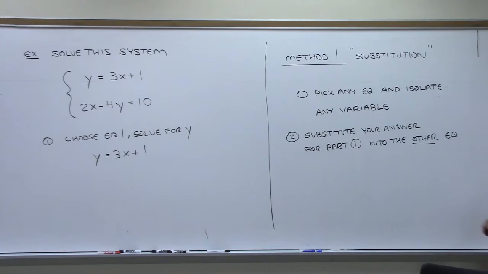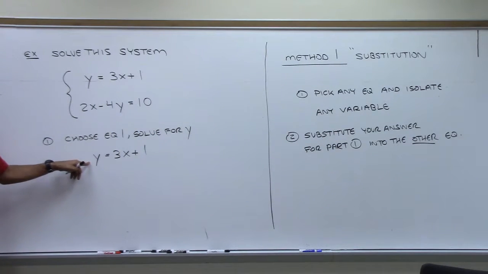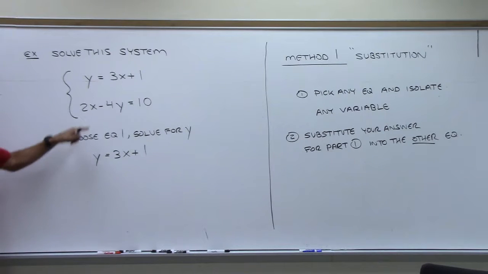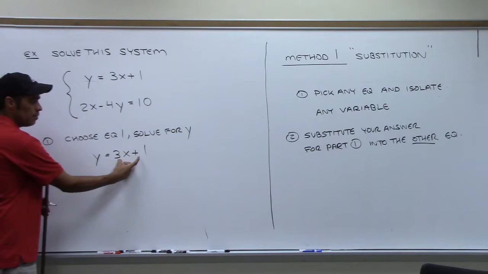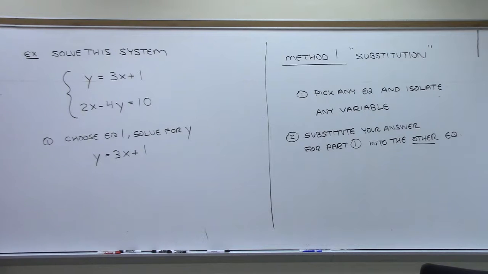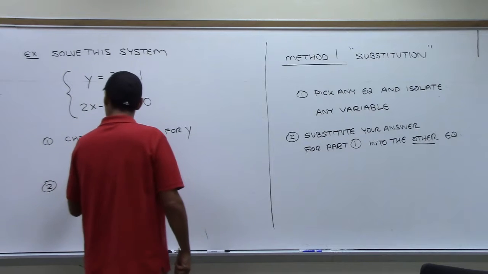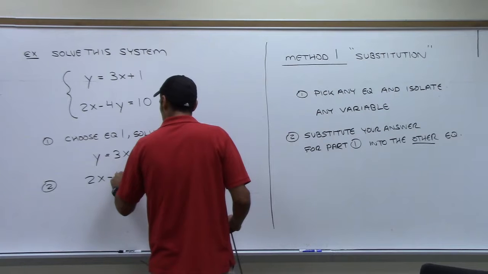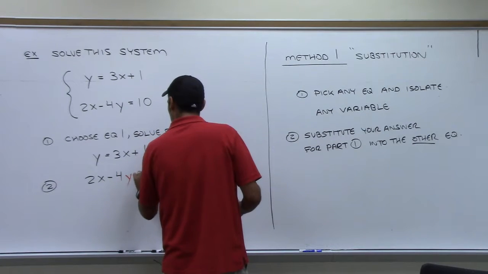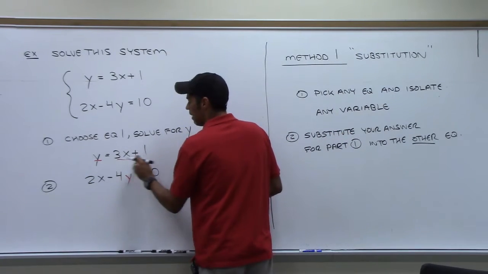All right, so I'm going to take this answer over here and plug it into the other equation, the equation I didn't mess with. Everywhere I see a y, I'm going to replace it with 3x plus 1. Understand that? So that's my second step. I'm going to do a lot of detail here. 2x minus 4, and I'm going to highlight what I'm replacing. Y equals 10, right? But I'm going to replace this y with that right there.